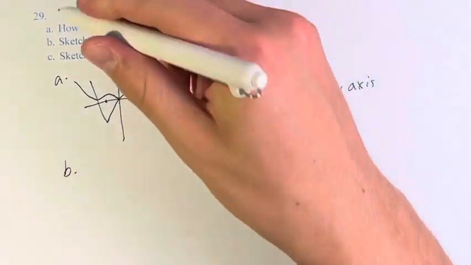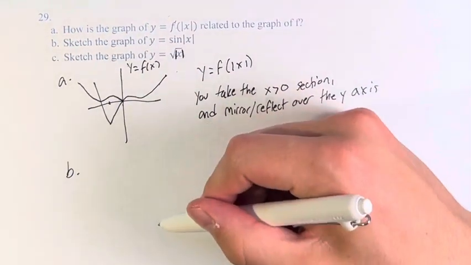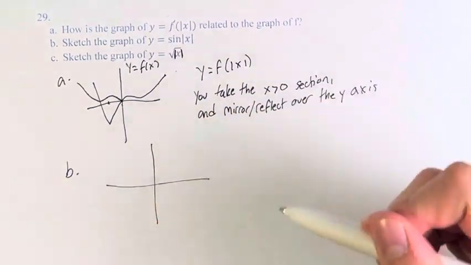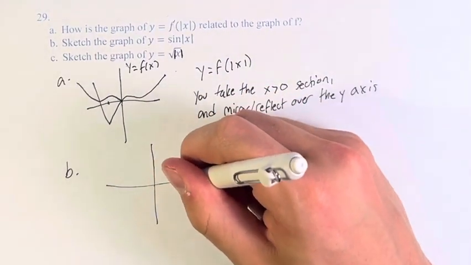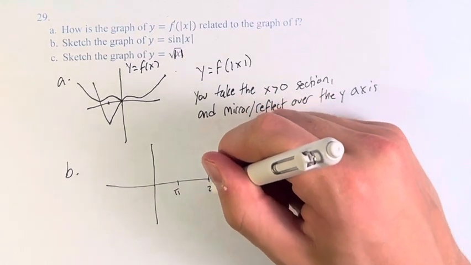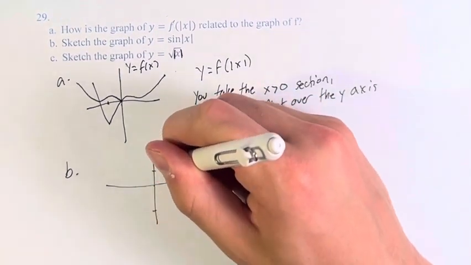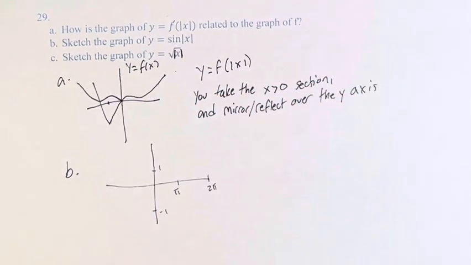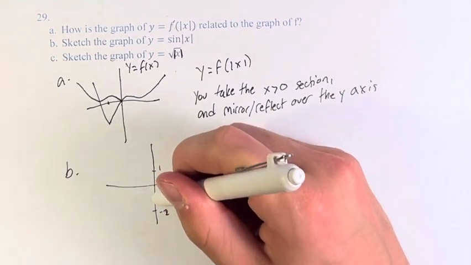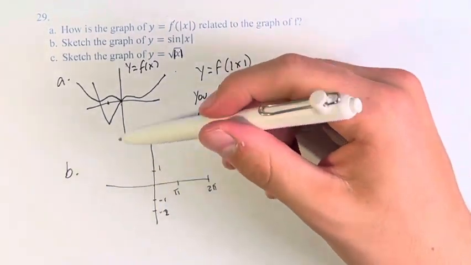So let's take a look. B, sketch the graph of y equals sine of the absolute value of x. We have our graph here. We have pi, 2 pi, 1, negative 1. Now, we'll make that negative 2. That negative 1 is way too far.